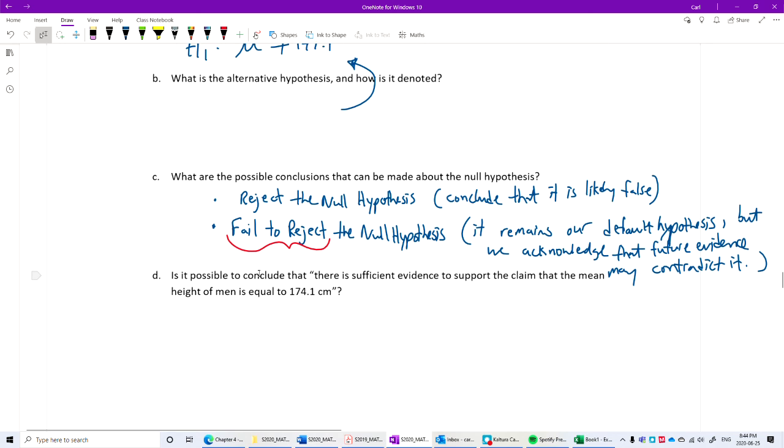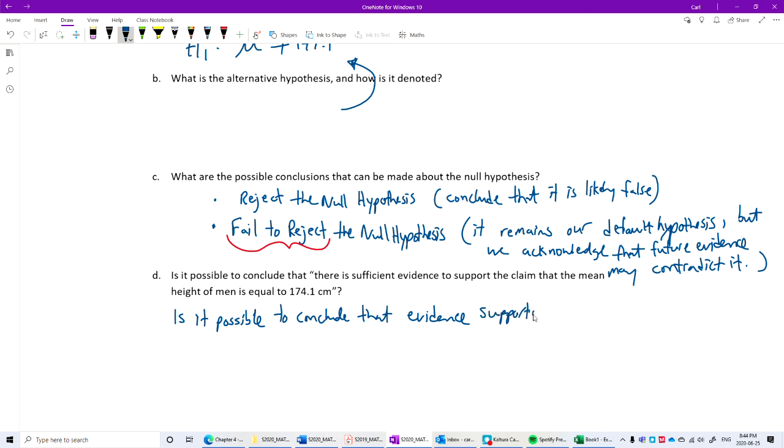Okay, so last one. Is it possible to conclude that there is sufficient evidence to support the claim that the mean height of men is equal to 174.1? So in other words, is it possible to conclude that the evidence supports the null hypothesis? Well, that's exactly what I was just talking about. So is it possible to conclude that we should accept the null hypothesis? No, we don't ever accept the null hypothesis. We just let it live another day, and then maybe tomorrow we'll reject it.